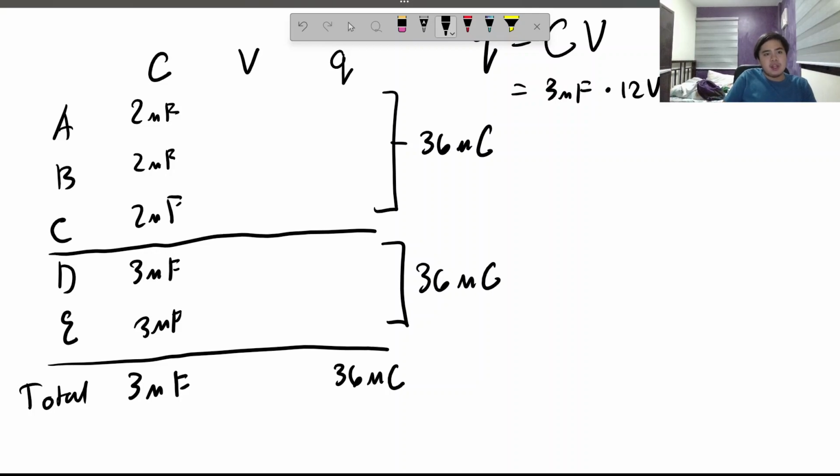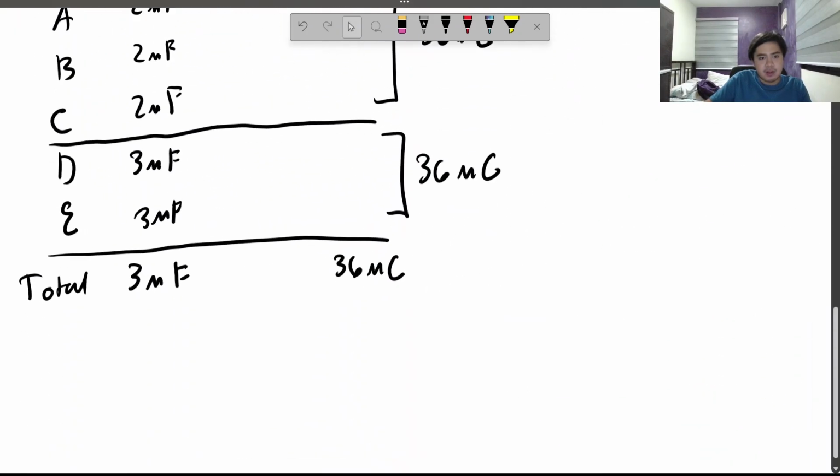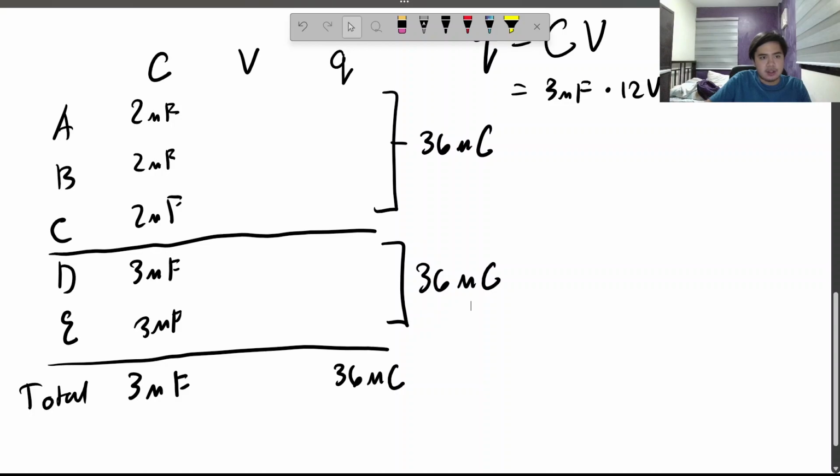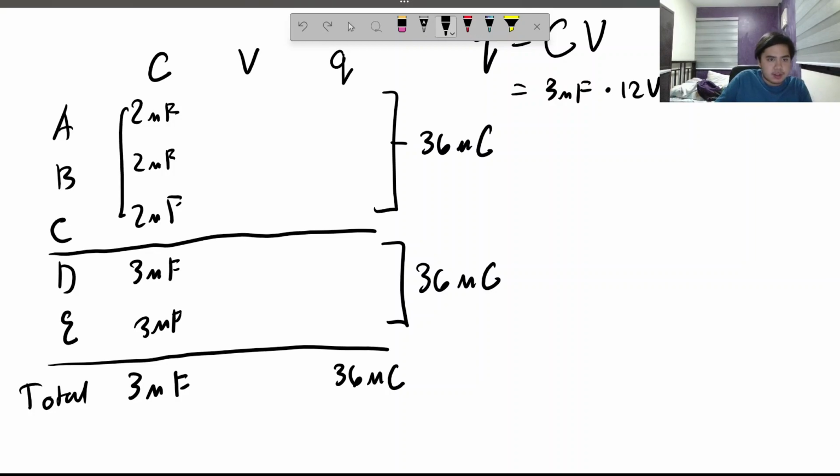But since A, B, and C are in parallel with each other, the charges of A plus B plus C must equal 36. So what is the charge in each? First, we need to find the total capacitance. The total capacitance is just adding these, since capacitance in parallel is the sum. So the total is 6 microfarads here.